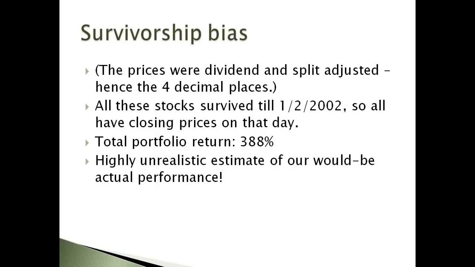So you can see that the return goes from negative to very, very positive just by switching from a database without survivorship bias to one that has survivorship bias, and therefore we are getting a highly unrealistic estimate of the performance of this strategy. The 388% is of course unrealistic, and the negative 40 or 60% would be actually what this strategy achieved in 2001.